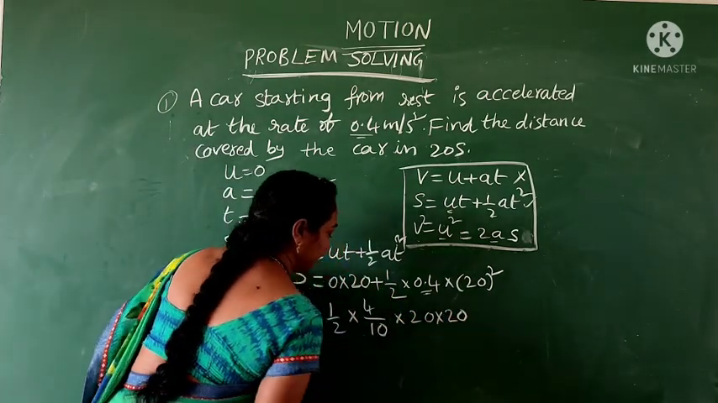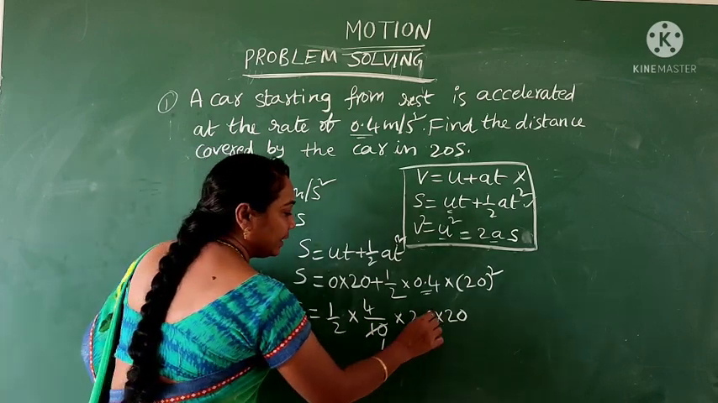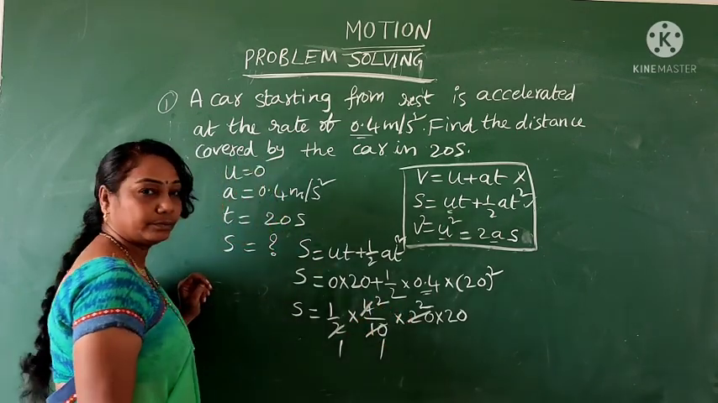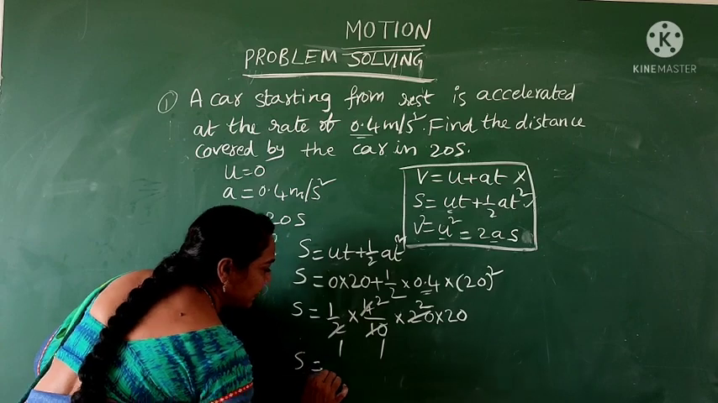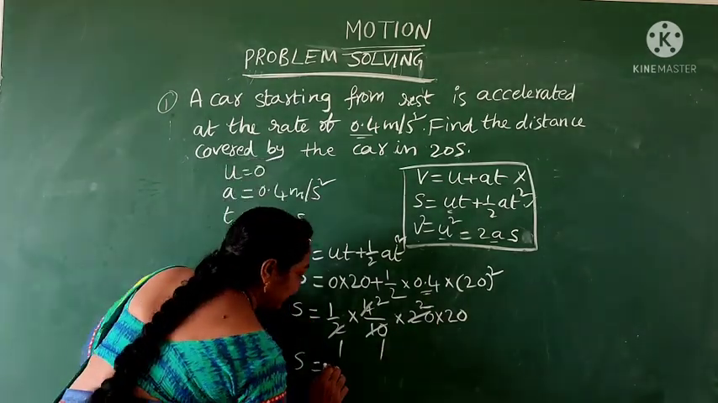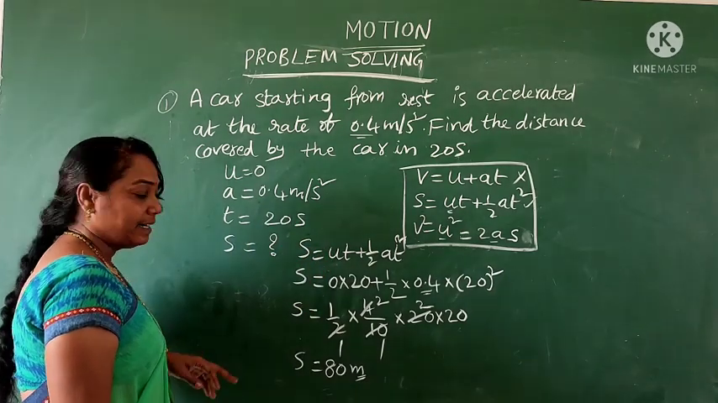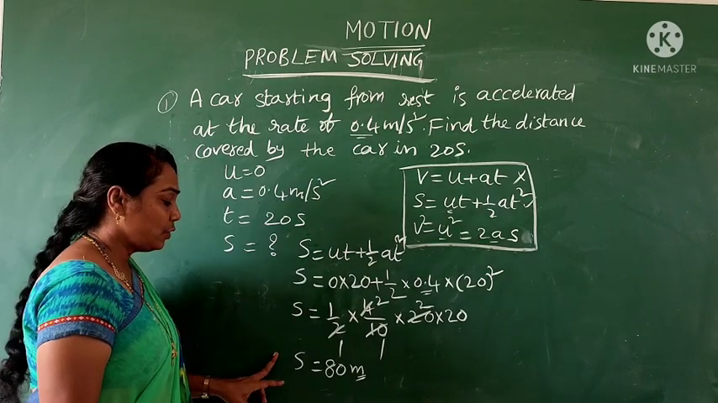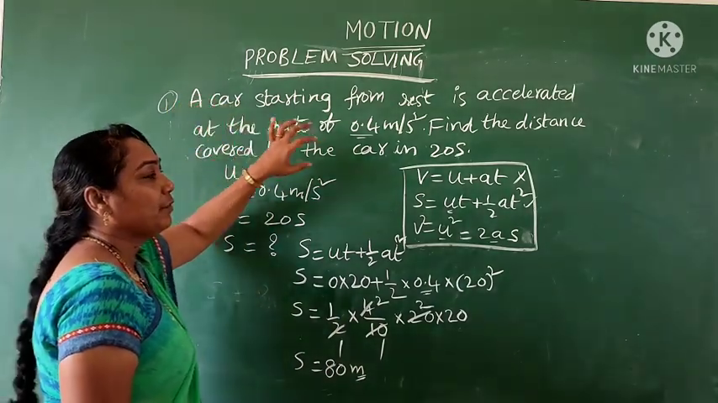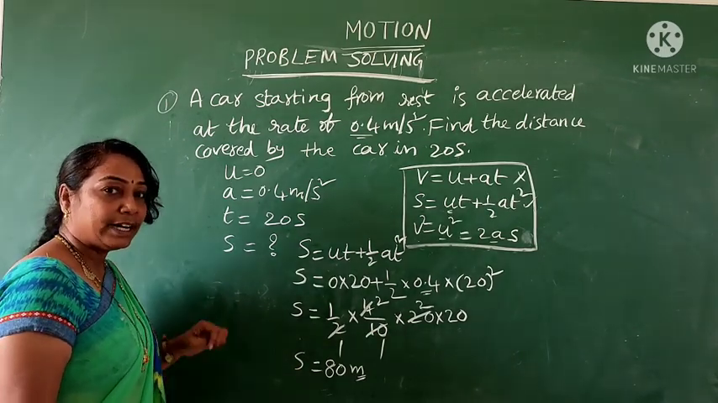Let us multiply this. 10 ones are 10. 10 twos are 20. Okay. 2 ones are 2. 2 twos are 4. Now, the value of s: 2 2's are 4. 4 20's are 80. So, s = 80 meters. Why do we write meters here? Distance is always in meters. So, s = 80 meters. For this problem, we have to find out the distance. Distance is 80 meters. Okay, do you understand?